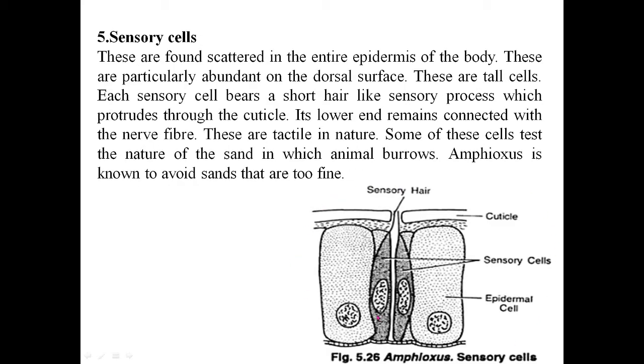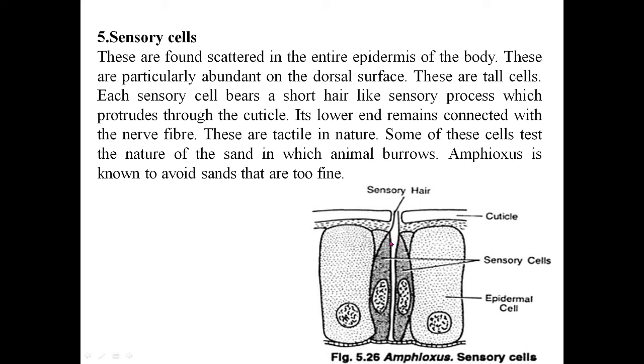Then the fifth one, the sensory cells. These are receptors found scattered through the entire epidermis of the body, and they are particularly abundant on the dorsal surface of the body. These are tall cells. Each sensory cell bears a short hair-like sensory process which protrudes through the cuticle. Its lower end remains connected with a nerve fiber, and these are tactile in nature. Some of these cells test the nature of the sand in which the animal burrows. Amphioxus is known to avoid sand that is too fine. So this is the function of the sensory cells, which are abundant on the dorsal surface of the body of Amphioxus.